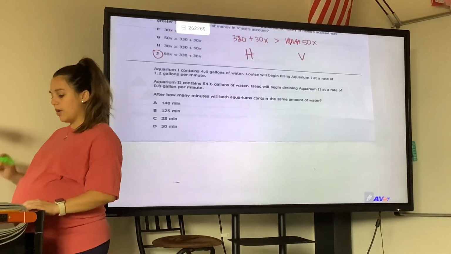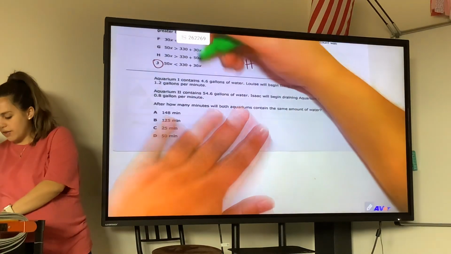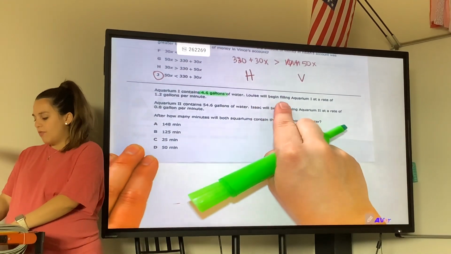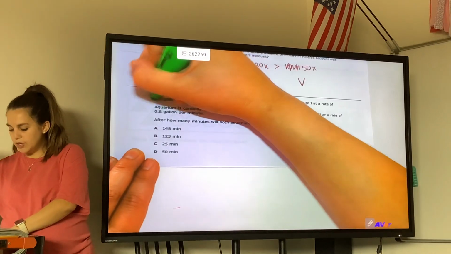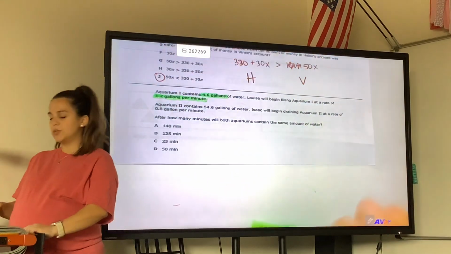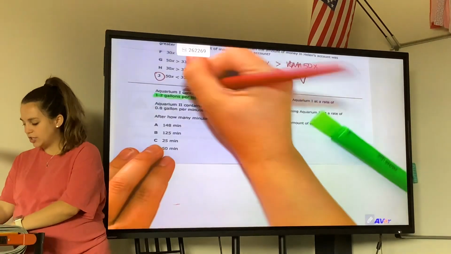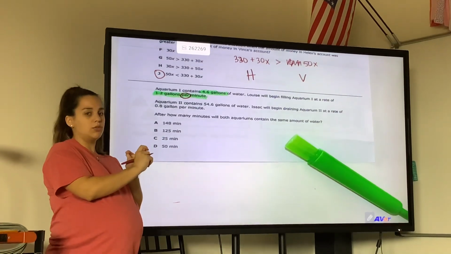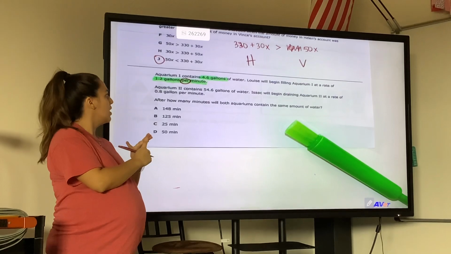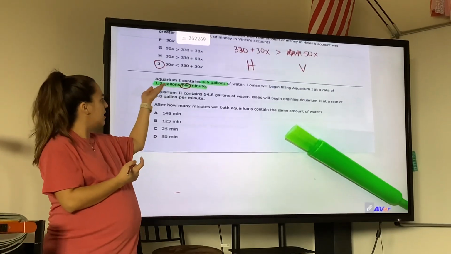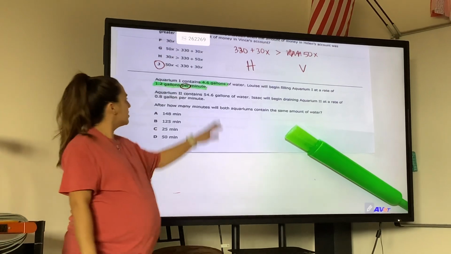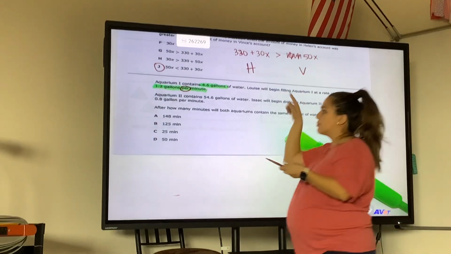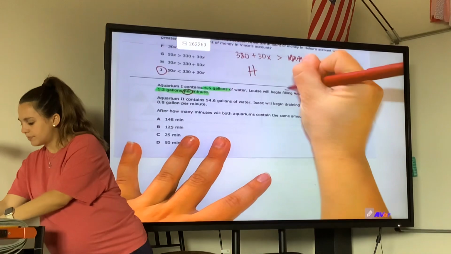The aquarium 1 contains 4.6 gallons of water. That's how much it has. Luis will be filling the aquarium at a rate of 1.2 gallons per minute. So in the other questions, we have this word each. However, in this question, we have this word per. Each, per, and every are the words that usually tell us we need to multiply. So it doesn't tell us how many minutes, but it does tell us how many gallons per minute, okay? It also tells us how much she starts with, and it uses the word filling. Filling means going up. That is probably an addition problem, okay?